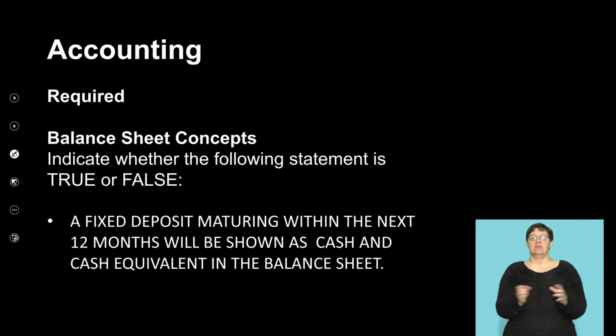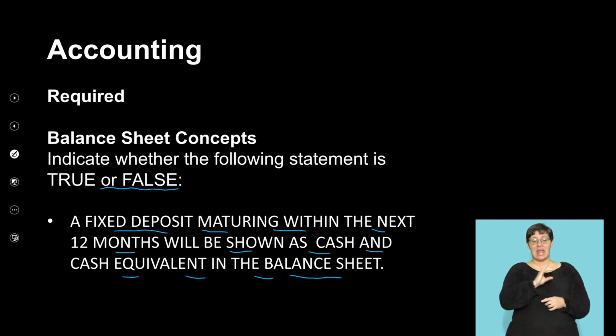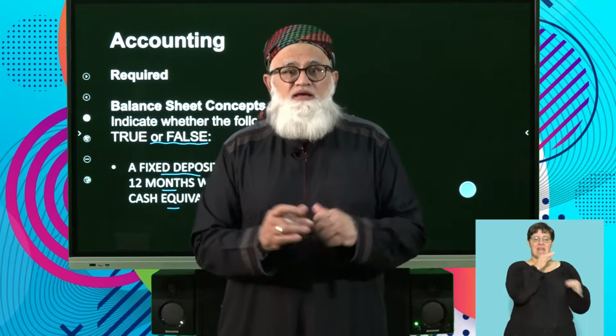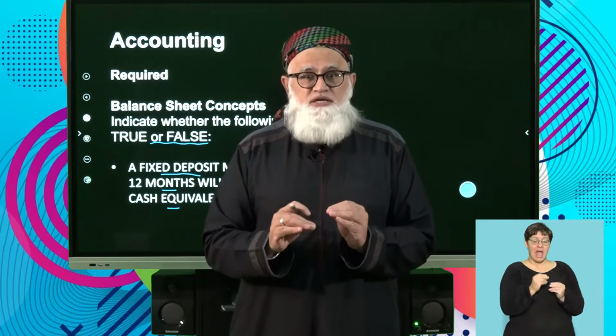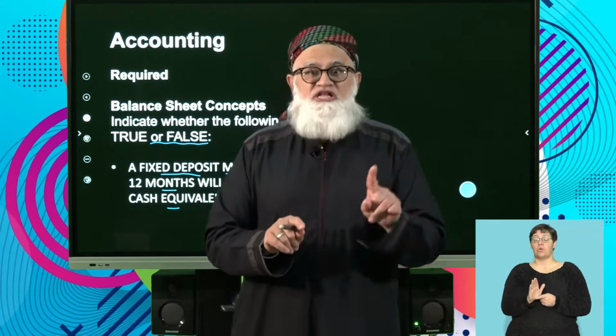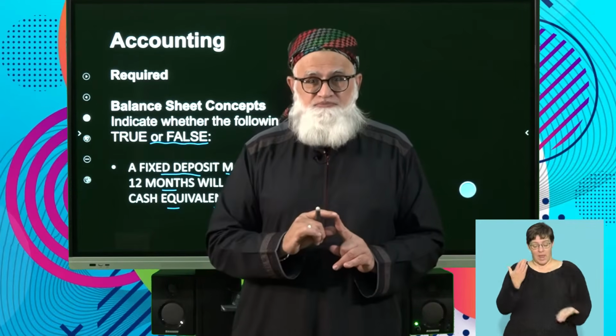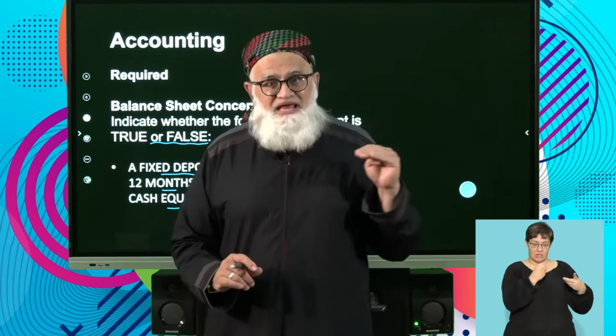We start off with an appetizer: indicate whether the following statement is true or false. A fixed deposit maturing within 12 months will be shown as cash and cash equivalents in the balance sheet. Before we come to the answer, let me first explain. A fixed deposit, by definition, has a maturation period of greater than 12 months. Therefore, it appears as a financial asset in my balance sheet. So my assets would be my non-current assets, financial assets, and then my current assets.